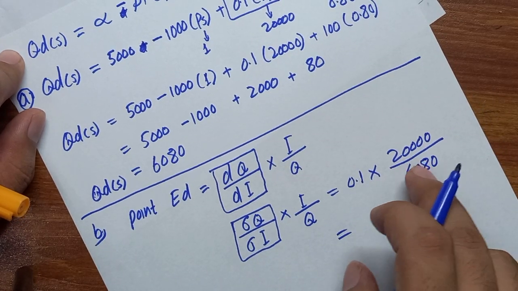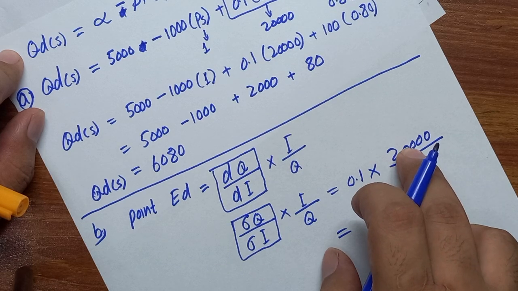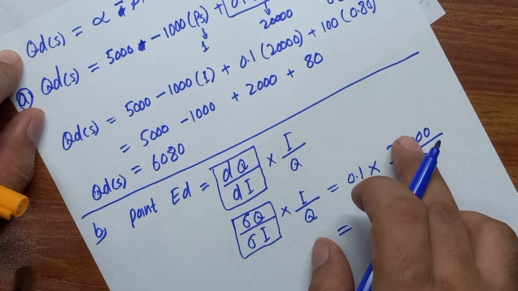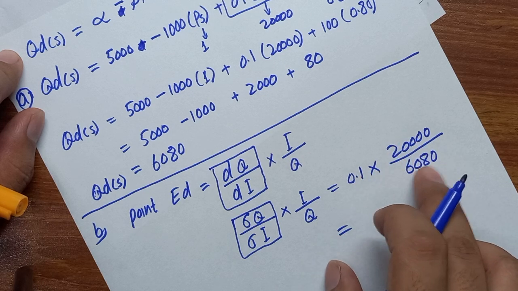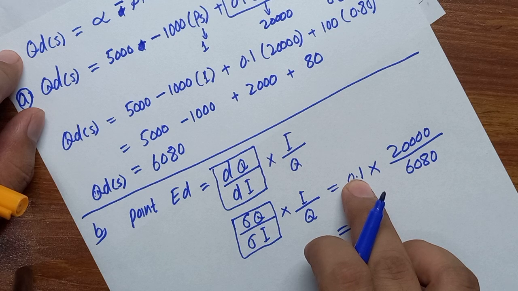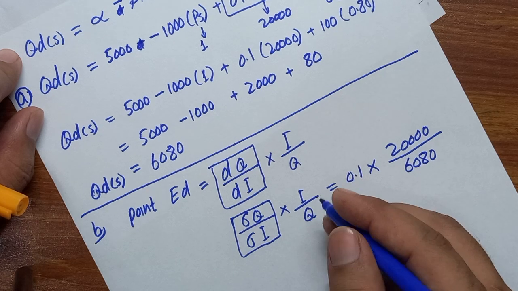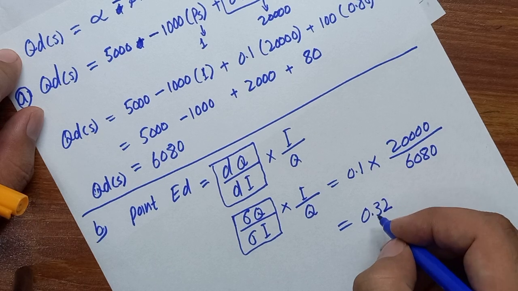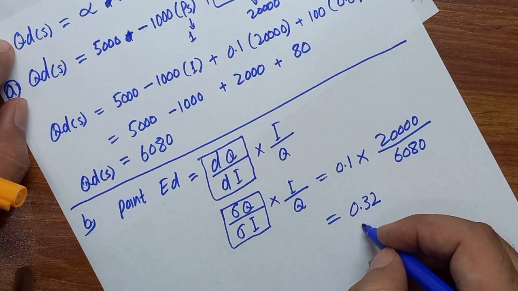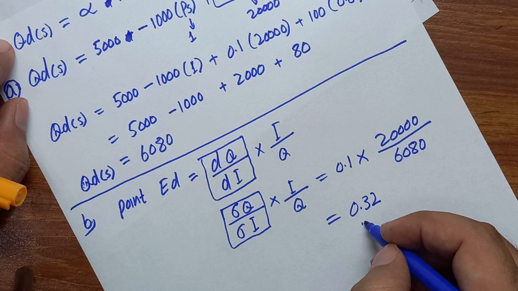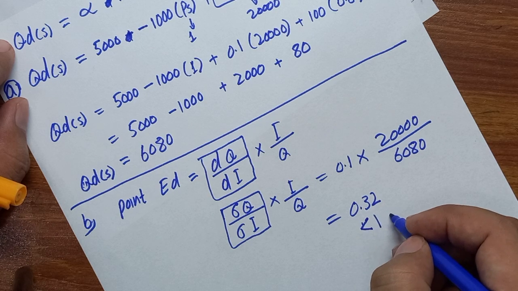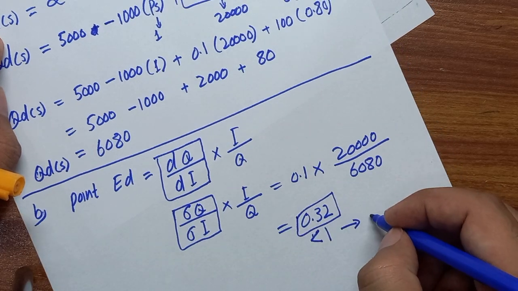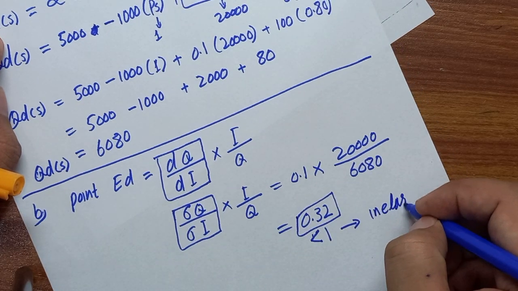Now we multiply this with this and divide by this, so we can also do 20,000 divided by 6080 and multiply with 0.1. We will get 0.32. When it is less than 1, it will be inelastic. So this value is less than 1, so it is inelastic.